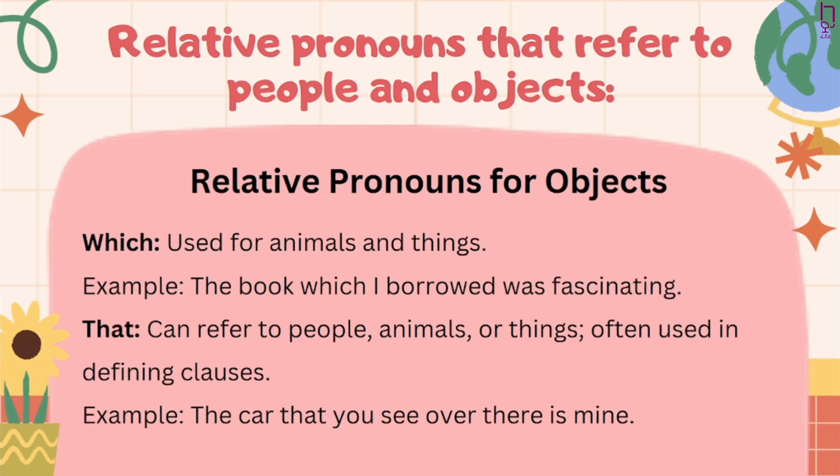Next we will see relative pronouns that we use for objects. We use which and that. Which is used for animals and things. For example, the book which I borrowed was fascinating. We can use which for things like this. And the next is that. That can sometimes refer to people. It can also refer to animals and things, and is often used in defining clauses. For example, the car that you see over there is mine.